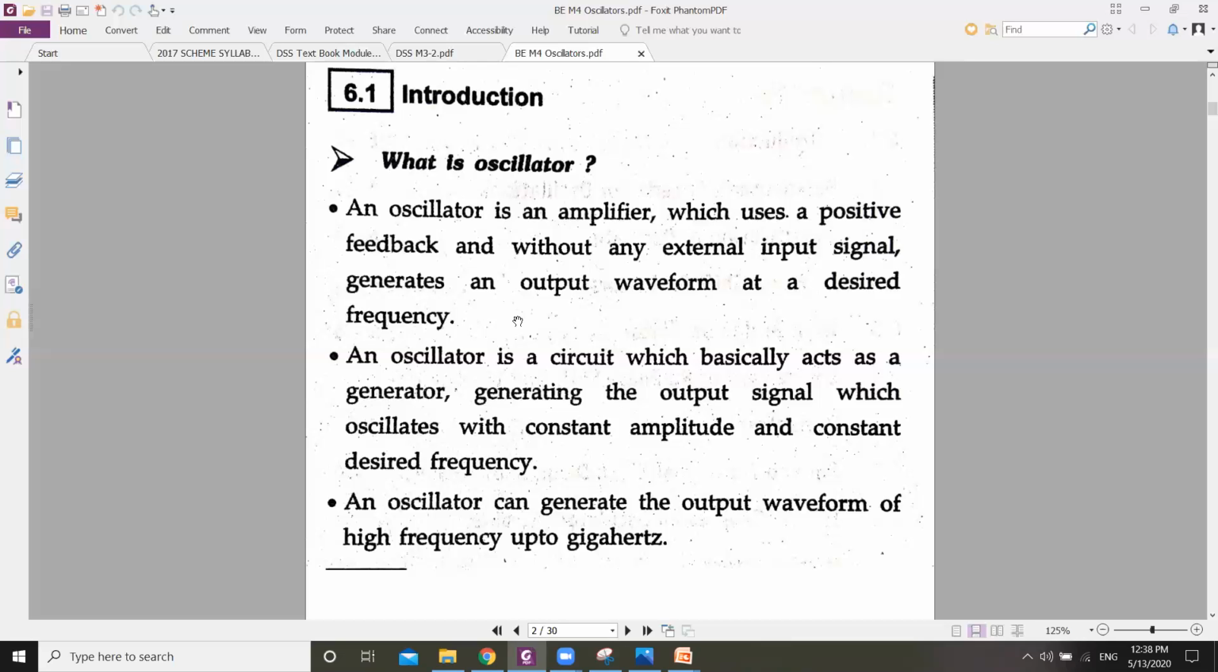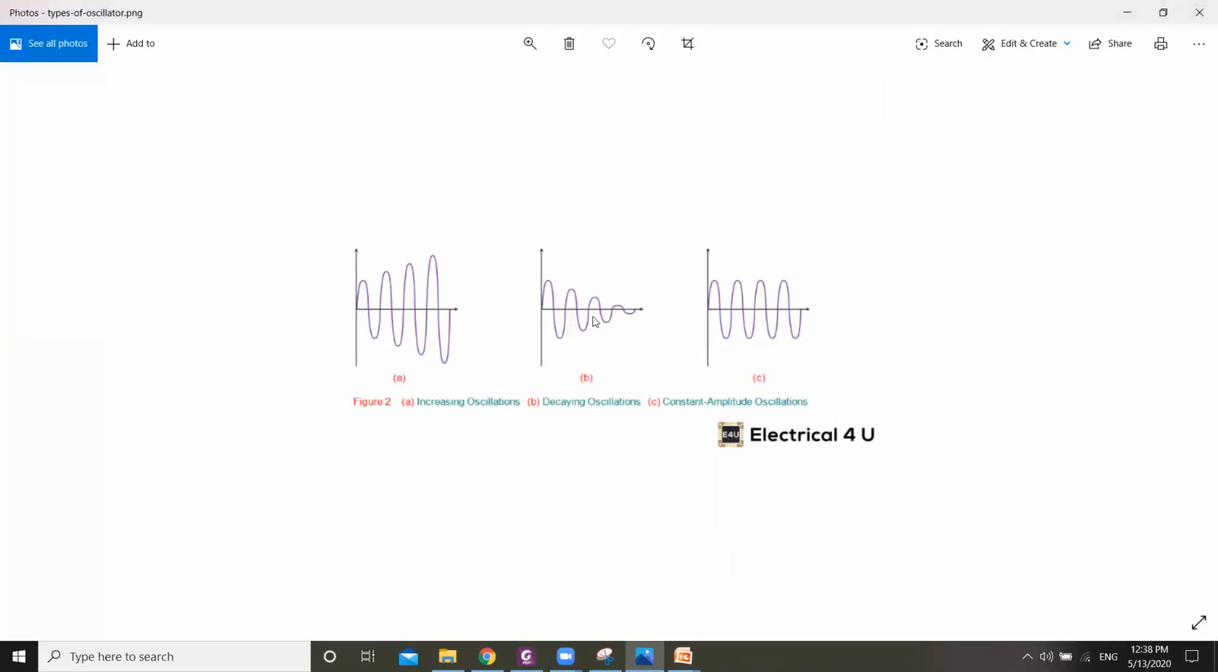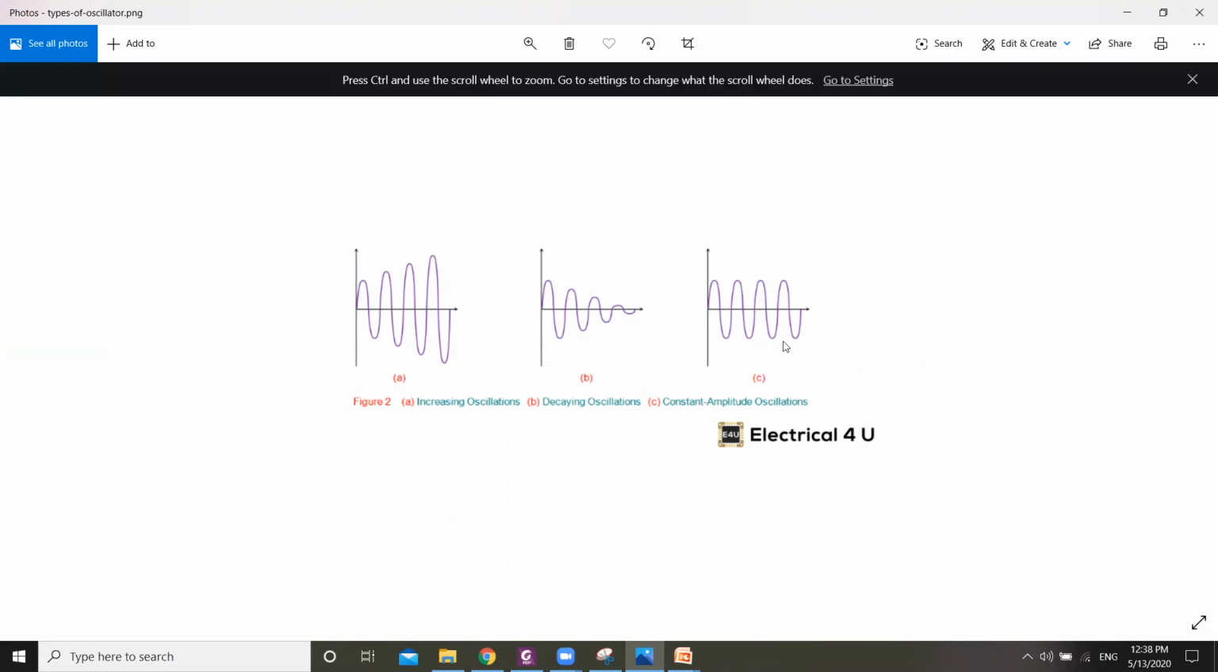Fine. So what is an oscillation? To understand that, I have one picture over here. Just see this figure. What is this? It is a sinusoidal signal, right? This sinusoidal signal has oscillations, positive and negative oscillations, right? So continuous oscillations are there. This is what is called oscillation.